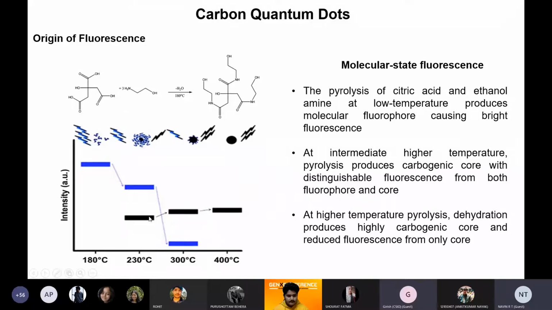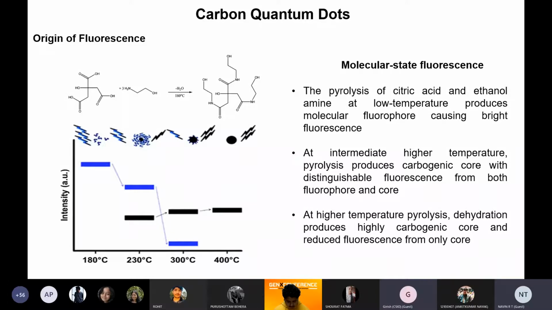And when we increase the temperature of pyrolysis, they could find two types of fluorescence, one emanating from the graphitic core of the carbon dots, and another from the surface fluorophores. As we increase the temperature, a higher amount of surface fluorophores is converted into graphitic carbon and goes into the core, and therefore at very high temperature of pyrolysis, there is a significant decrease in the fluorescence intensity, and the emission from the surface fluorophore quenches, whereas emission from the graphitic core is only present in very high temperature pyrolysis.